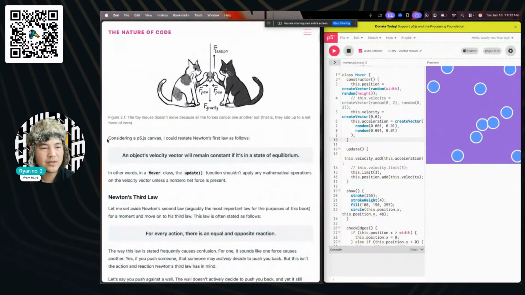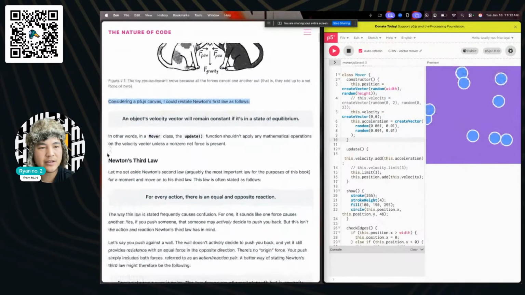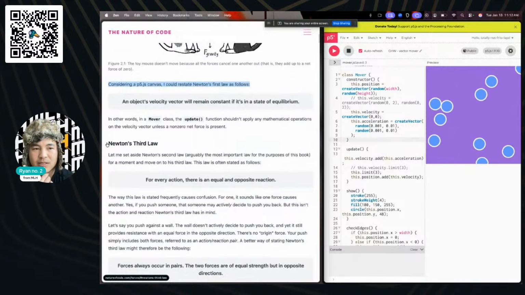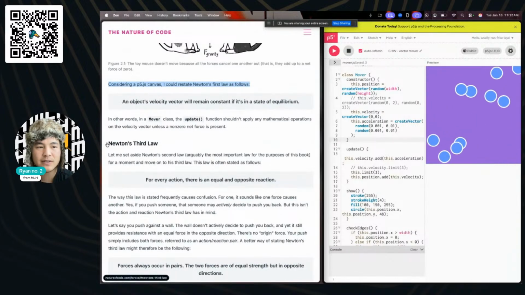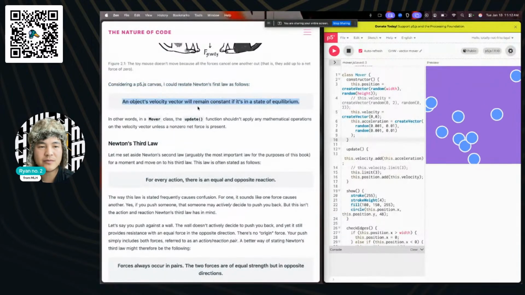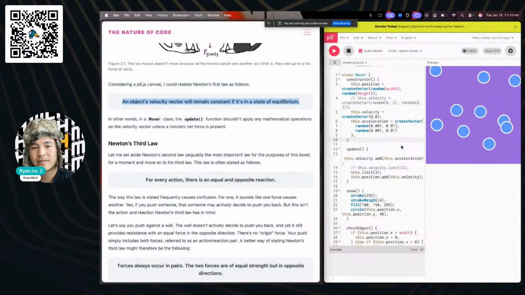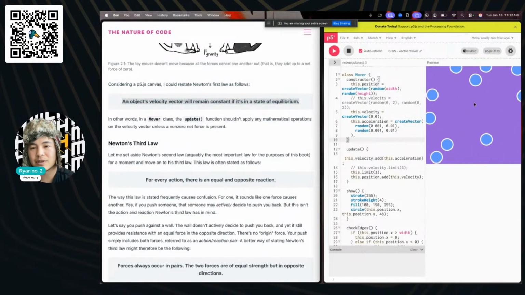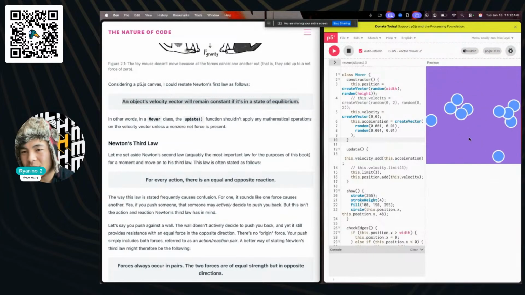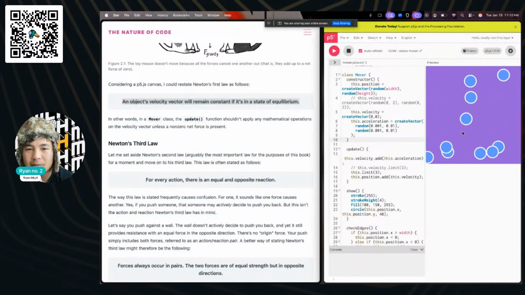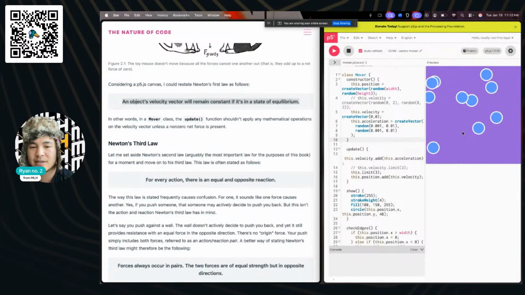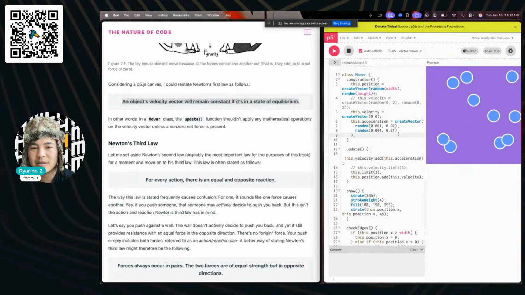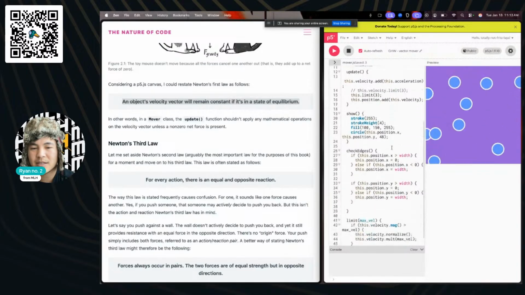Okay, so in terms of the P5 canvas, we can restate the first law as: an object's velocity vector will remain constant if it is in a state of equilibrium. In this example over here, I believe all of the balls are actually already at max velocity that's been assigned here. I wouldn't worry too much about understanding everything.